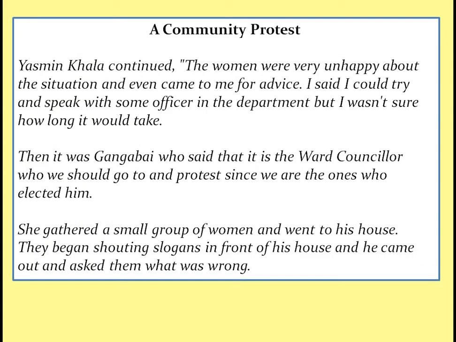So here we are going to see about a community protest. In the community protest, the story of Gangabai, which we had already seen in our explanatory video, we are going to see. Yasmin Khala continued, the women were very unhappy about the situation and even came to me for advice. I said I could try to speak with some officer in the department, but I wasn't sure how long it would take. So here we are going to see how the community people participate to protest for the cause of their community.